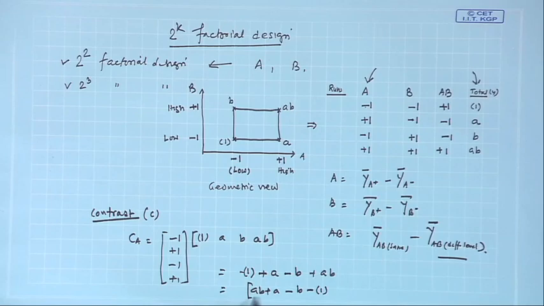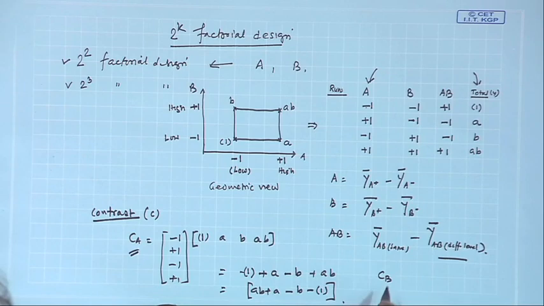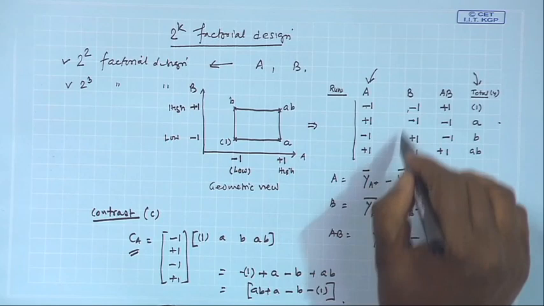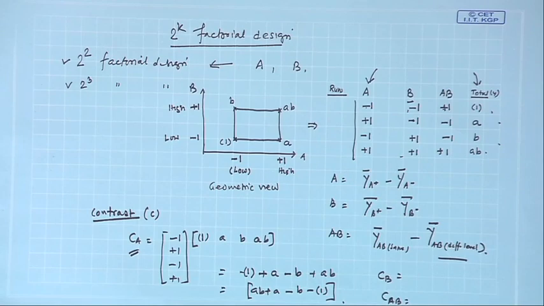Similarly, the contrast of B, and the contrast of AB, all those things can be calculated by taking the dot product of the respective columns. This column with this column will give you contrast B, this with this will give you contrast AB. And once you know the contrast, you can compute the A effect, B effect, AB effect, those things we have discussed.